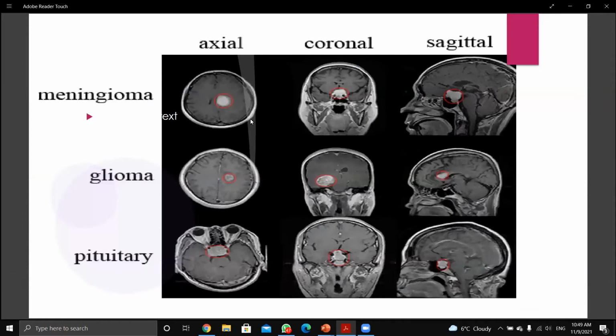As we see in this picture, different types of brain tumor appear in different areas, like meningioma. There are three views: axial, coronal and sagittal, and glioma, also axial, coronal and sagittal, and the petechiae.